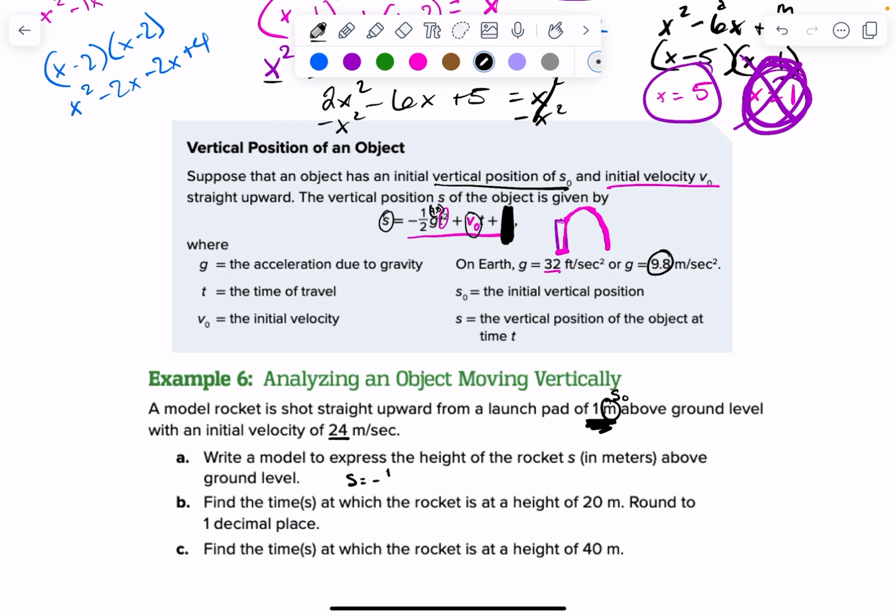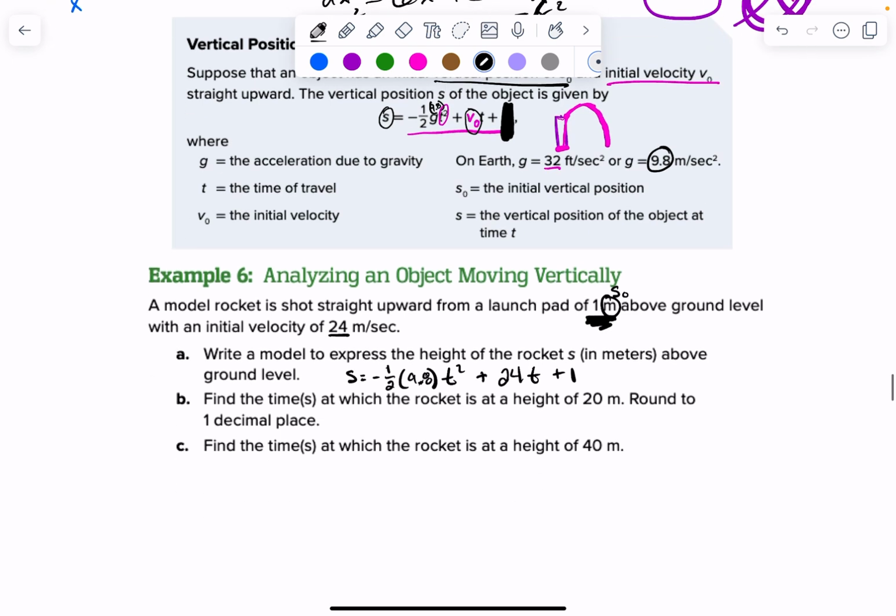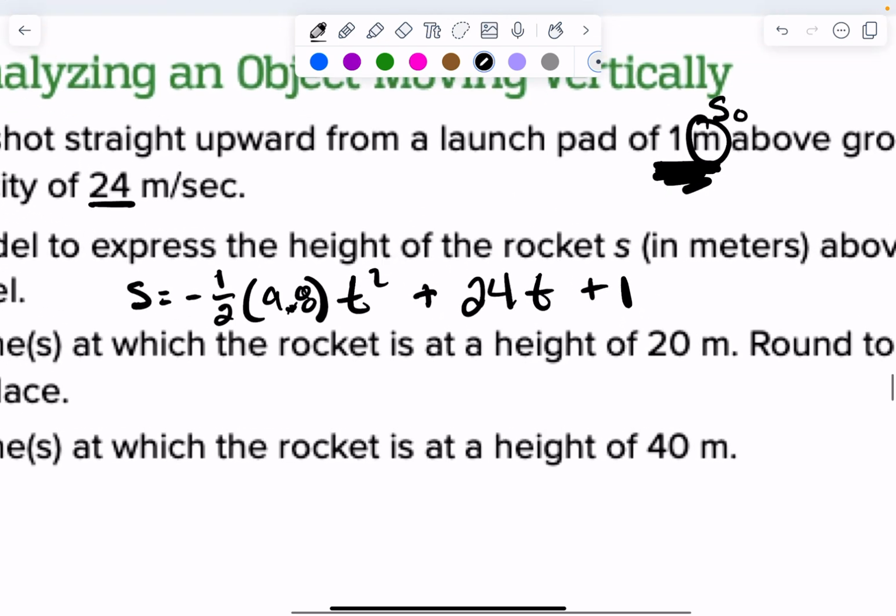All right, negative 1/2 times 9.8, because that's what we're plugging in for g, because we're in meters per second. t just stays as t squared, or as the variable t, plus v naught is going to be 24t plus 1. Okay, so if I want to fix that, the only thing I would fix is 1/2 of 9.8 is going to be 4.9. So this would be negative 4.9 if you want to change that. t squared plus 24t plus 1.